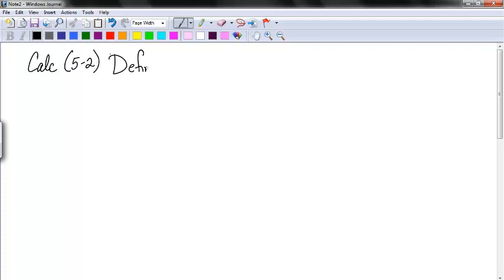Okay, what we did in 5.1 was approximate areas underneath a curve using rectangles. And then in this section we're actually going to get to the exact areas underneath the curve, and they are called definite integrals. And the author also talks about Riemann sums.